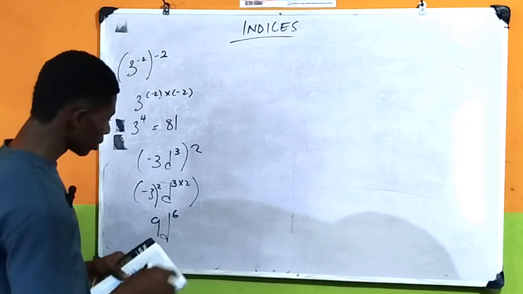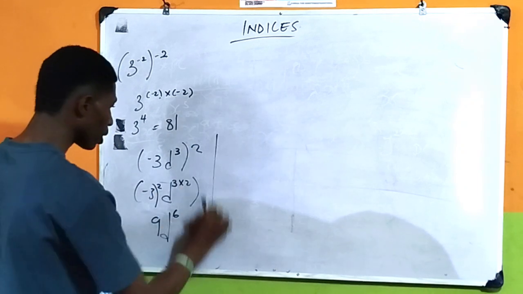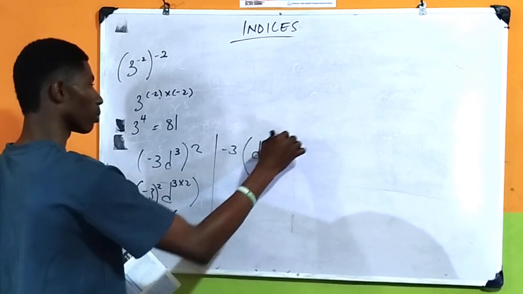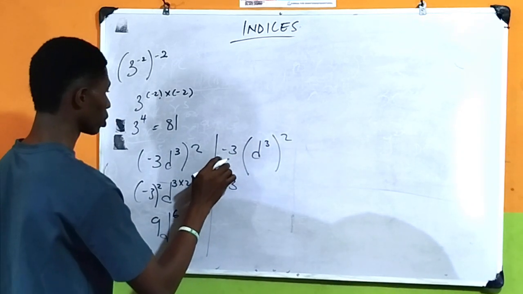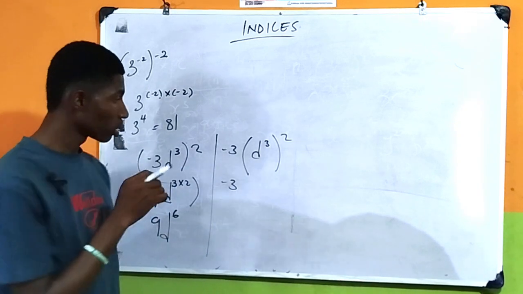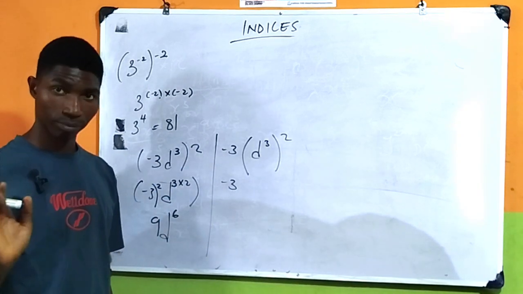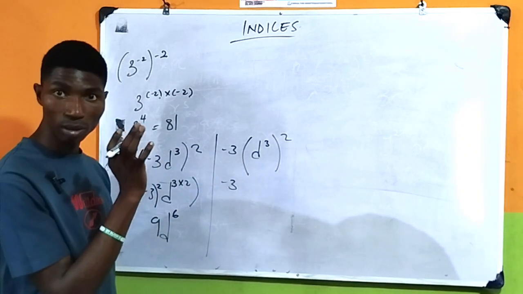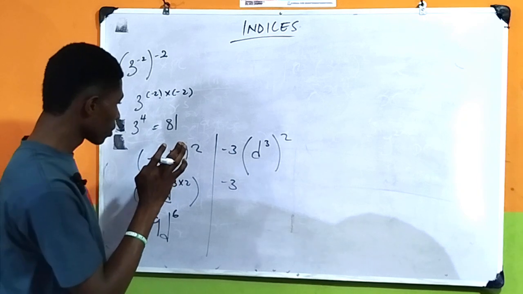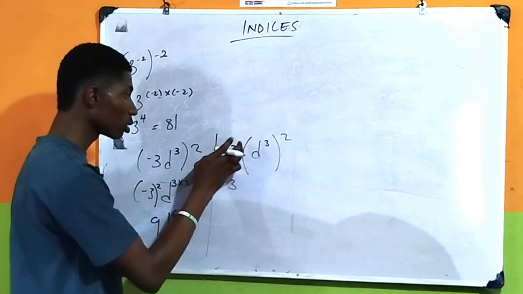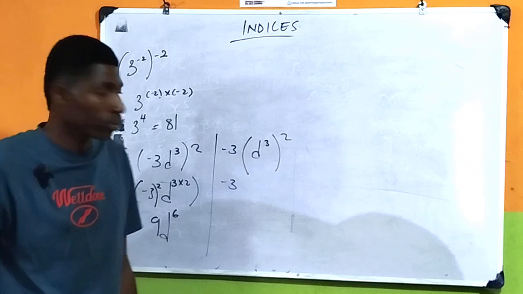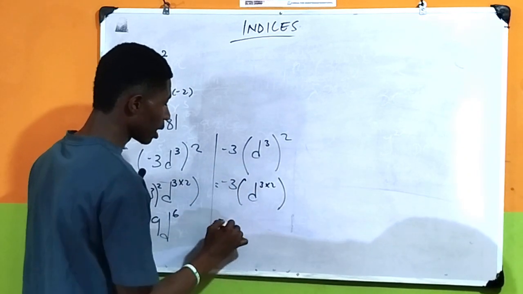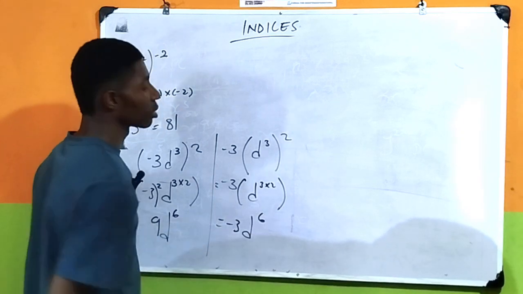And also a similar example, but in a different way. Minus 3, the bracket, d cubed, all squared. You observe that in this question, the minus 3 is not inside the bracket, so minus 3 won't be squared. It is outside, so it is left untouched. This power 2 won't affect it because it's outside the bracket. So we have d cubed times 2. Hence you have minus 3 d power 6.